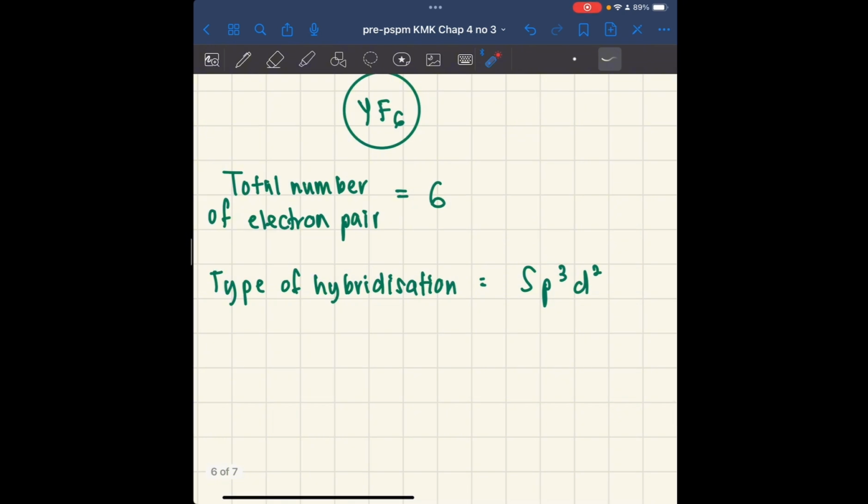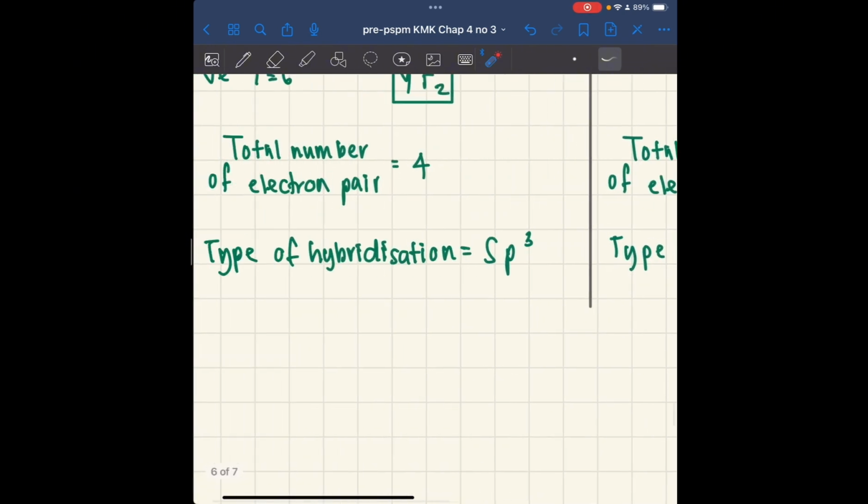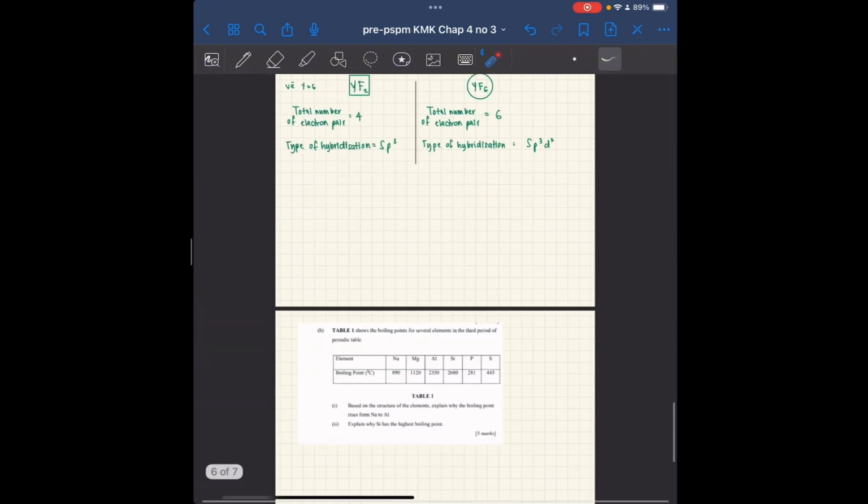So if we know the total number of electron pair, we can get this, and then we know the hybridization. So for this one, total number of electron pair is 4. Then the type of hybridization is this 1, and then this is 3. So sp3. And of A, we move to B.